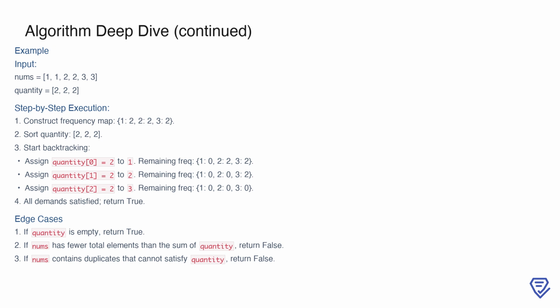As for edge cases, if quantity is empty, the answer is always true. If the total count of numbers in nums is less than the sum of quantity, we can return false immediately. Similarly, if duplicates in nums cannot meet the demands, the solution will also return false.